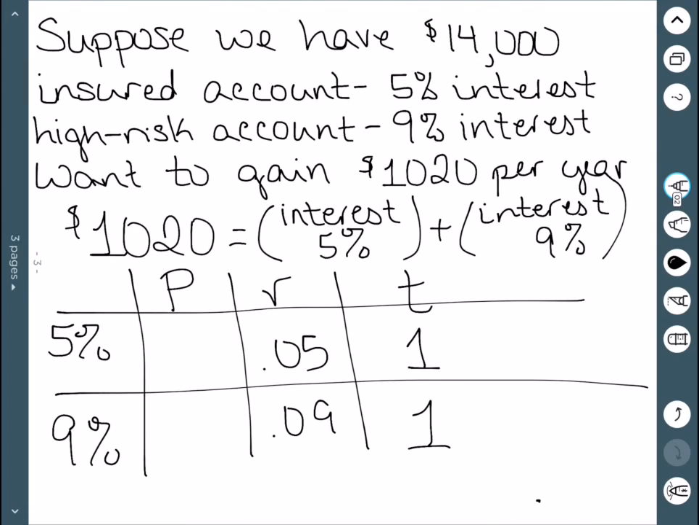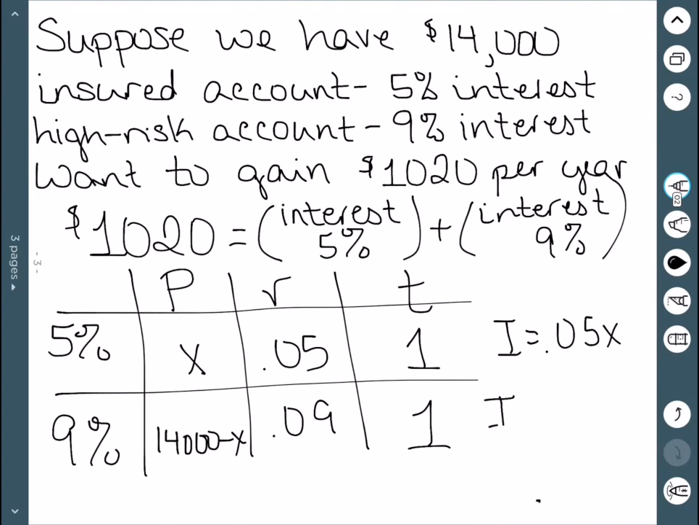Essentially, we're going to start by picking one of these to be X. It doesn't matter which one, pick one. Since we have $14,000 to invest, the other will need to be $14,000 minus X. It's the remaining of our investment. To get each of our interest, we now just need to multiply these rows. My first row, my interest is 0.05x. My second one, my interest is 0.09 times 14,000 minus x.